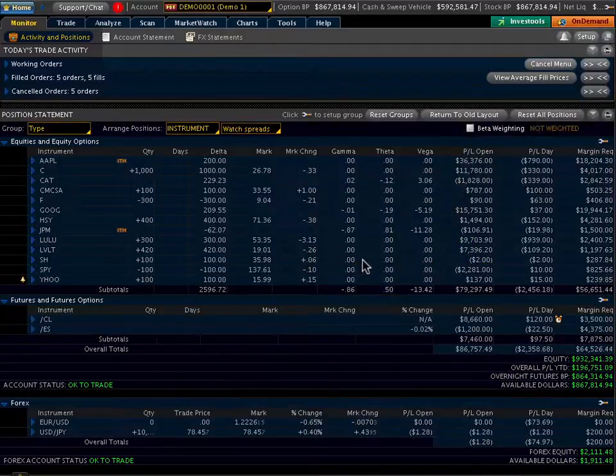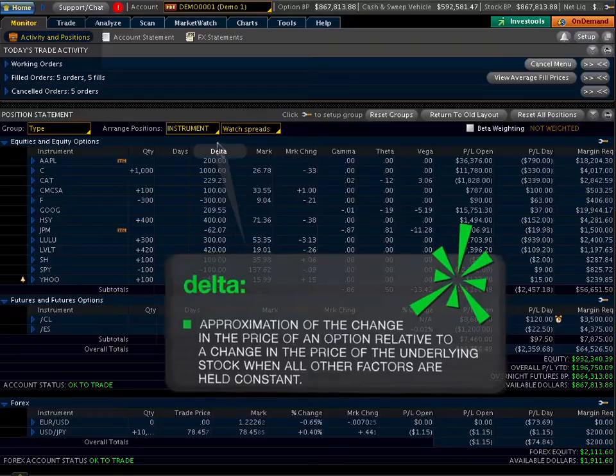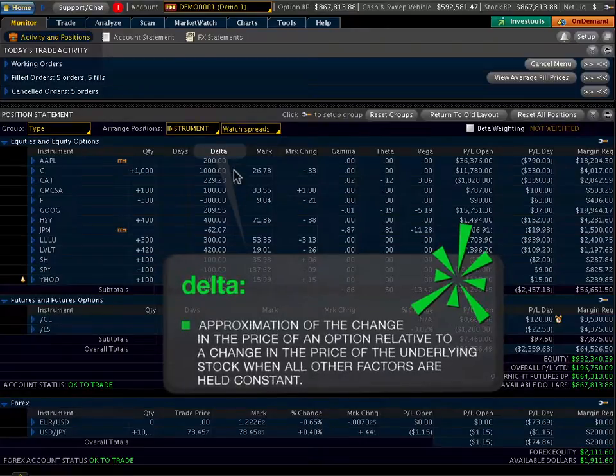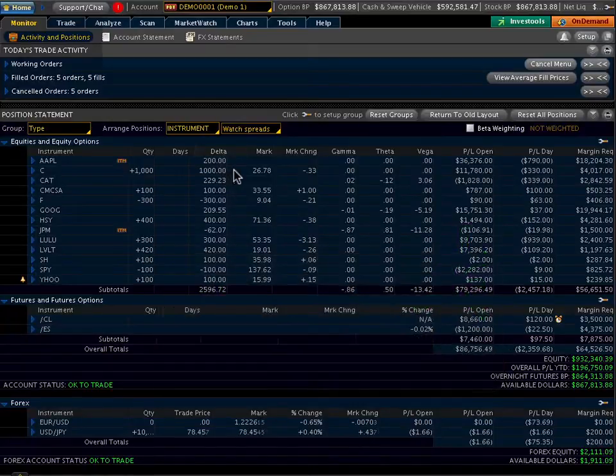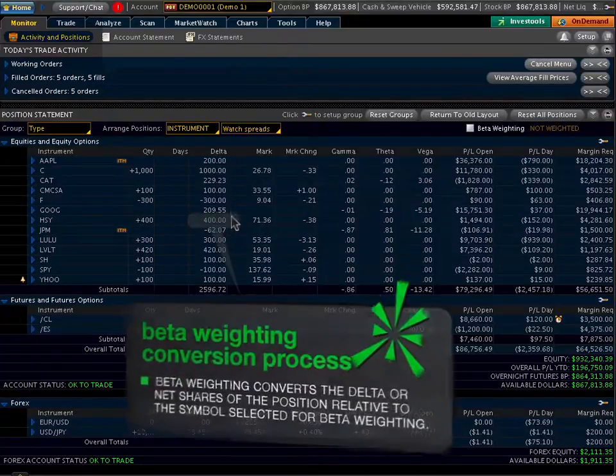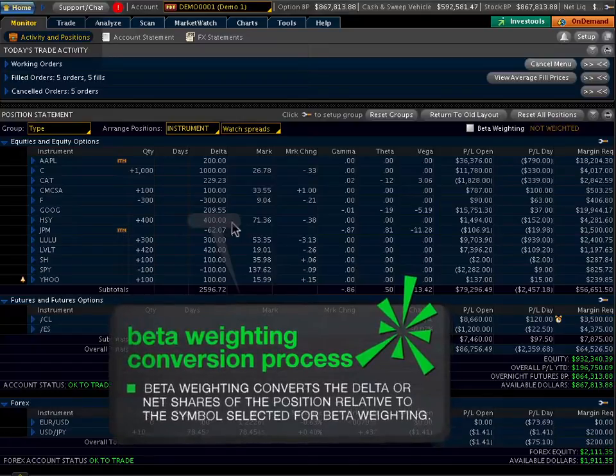Looking at the positions on the Monitor tab in the Activity and Positions section, each has a different delta or net shares. Delta is defined as an approximation of the change in the price of an option relative to a change in the price of the underlying stock when all other factors are held constant. However, each stock has a different price and different volatility, making it difficult to assess overall risk on the portfolio. Beta weighting converts the delta or net shares of the position relative to the symbol selected for beta weighting.